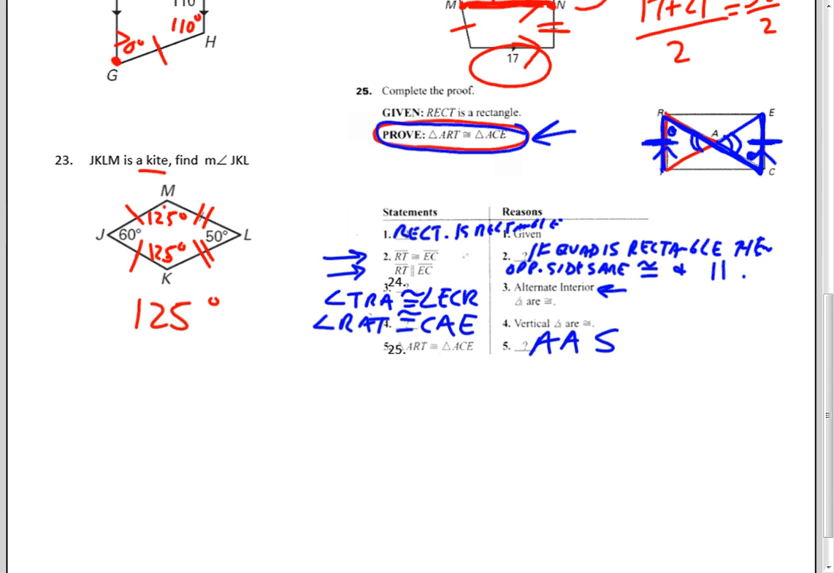That's a good basic overview of what your test looks like. Your test will have, I think, all multiple choice questions, except for the proofs. There will be a couple proofs in a separate section. It might look like this.